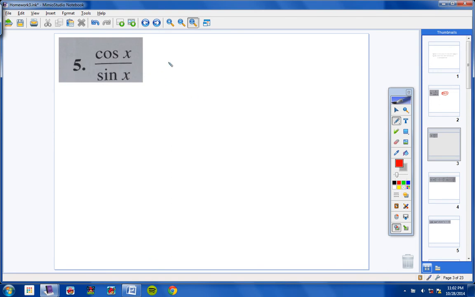Okay, cosine over sine is the same thing as cotangent x. These are called the fundamental trig identities. Okay, these are the basic ones that we've used quite a few times. All right, moving on to number 9.